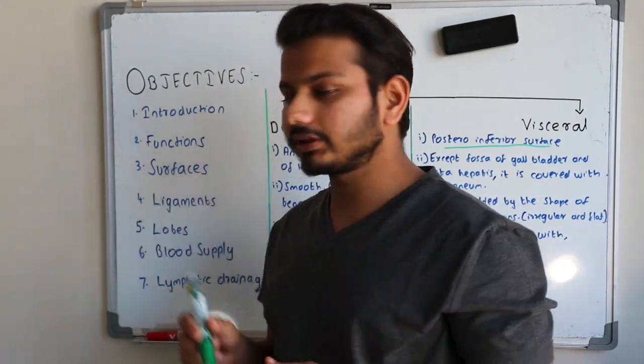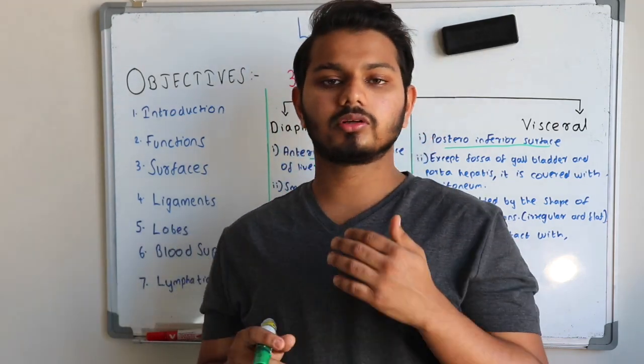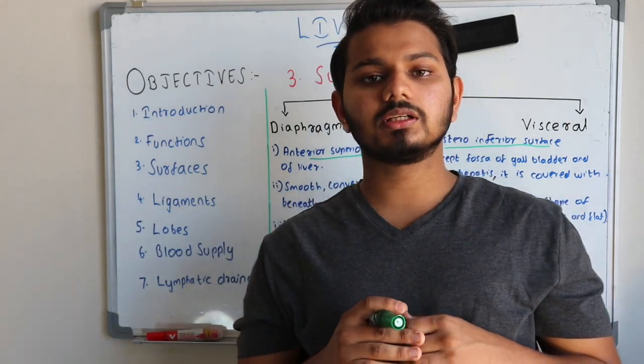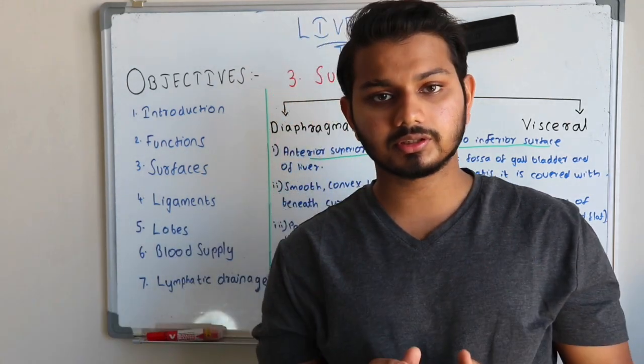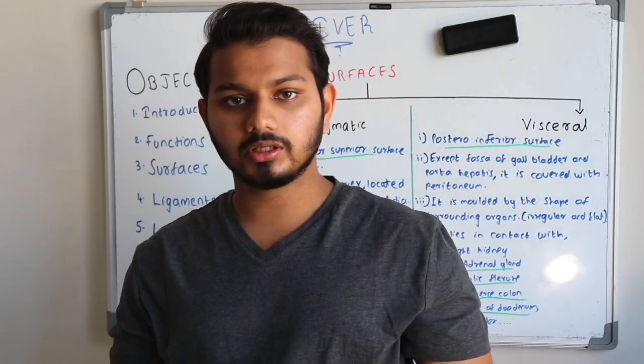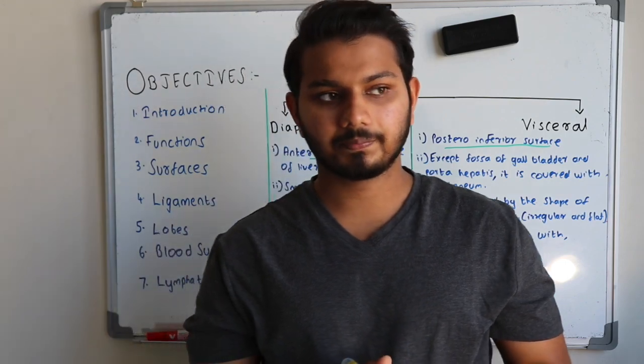So as an introduction, it is a peritoneal organ. It is located on the right side, right upper quadrant of abdomen. It is the largest visceral structure on the abdomen, and it is the largest gland in the body.